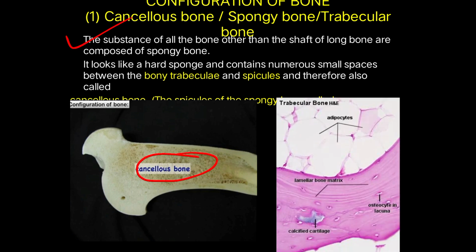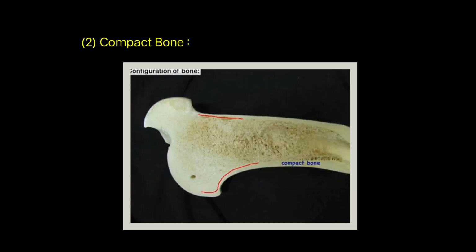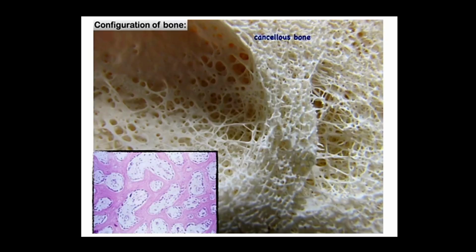So we can see another photograph which is showing you the calcified cartilage, osteon in the lacuna, and lamellar bone tissue like this, as adipocytes are there on the inner side. Now this is another photograph which is showing you the configuration of bone. This is the cancellous bone. That is why, because it appears spongy in appearance, it is called a sponge, or a spongy bone.